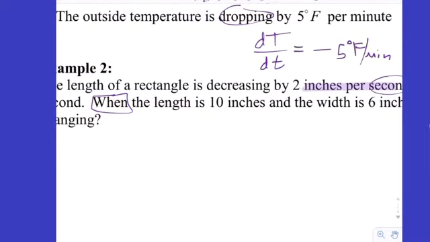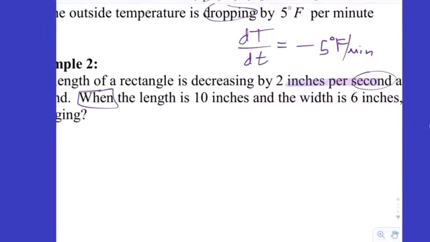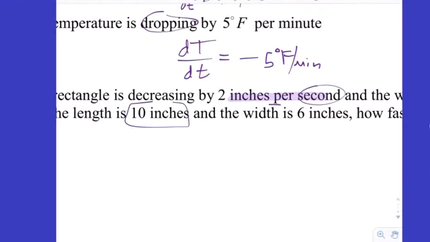And instead of saying like when t equals 5 minutes or seconds or 3 seconds after it started, we're not going to be referencing the moment in time by referencing time at all necessarily. Rather, we're going to reference a moment in time by a current size of the quantity. So it says when the length is 10, and similarly when the width is 6.